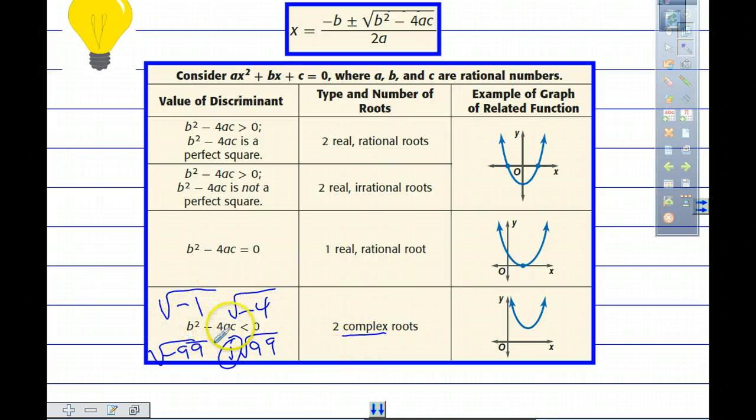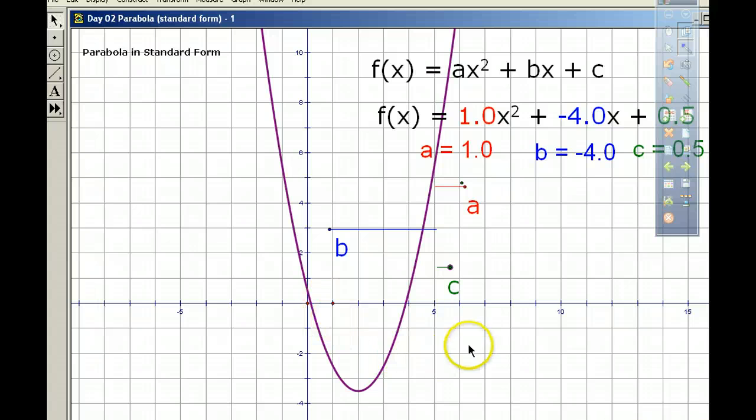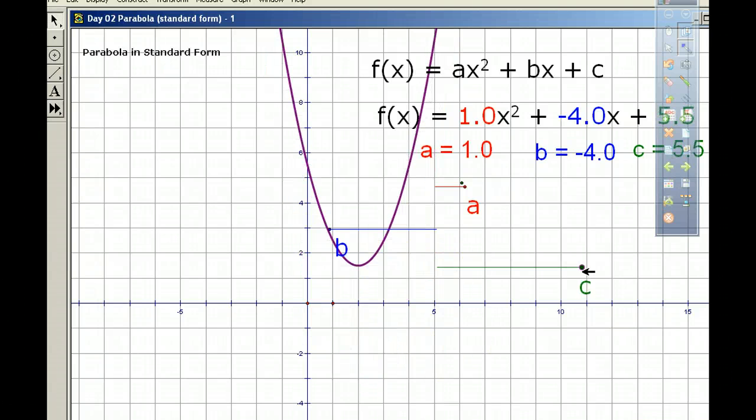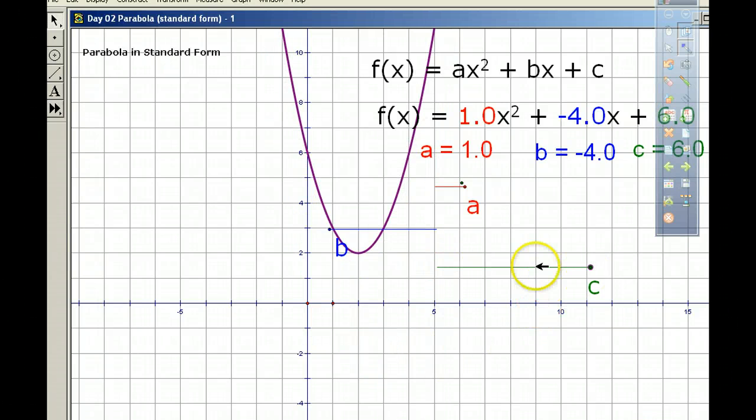So anytime this discriminant value, the part inside the square root, is negative, that's how you know you're going to get two complex roots. And that's also how you know graphically you're not going to have any x-intercepts. So if you have two complex roots, you have no x-intercepts at all, no matter what.